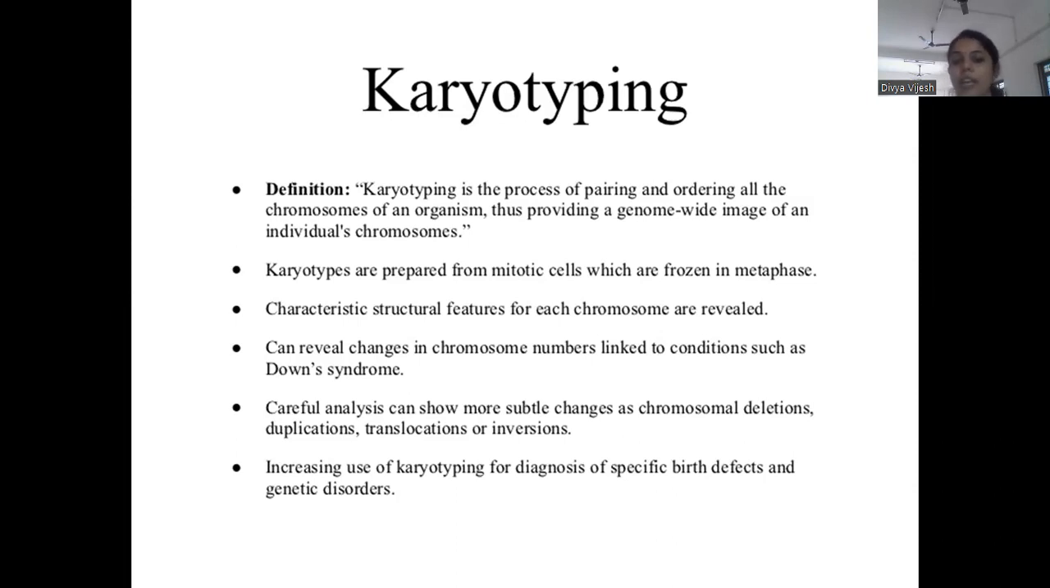Down syndrome. Careful analysis can show more subtle changes such as chromosomal deletions, duplications, translocations, or inversions. There is increasing use of karyotyping for diagnosis of specific birth defects and genetic disorders. So nowadays, in the womb itself, we can diagnose whether there is some kind of genetic disorder by this karyotyping. So it is the process of pairing the chromosomes of an organism.